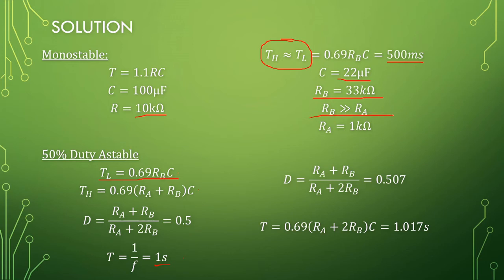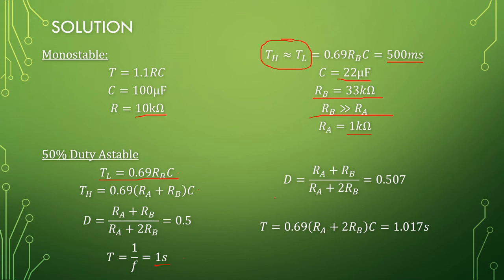Okay. Now, to make our astable with a 50% duty cycle, we need to choose our RB much greater than our RA value. So, let's choose RA as 1 kilo ohm. 53K is much greater than 1K. And your design is done.